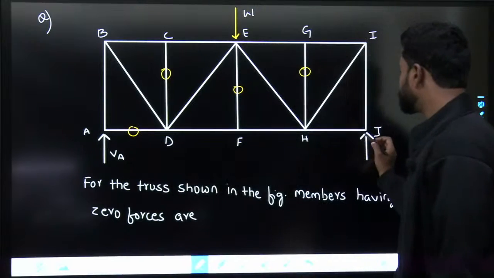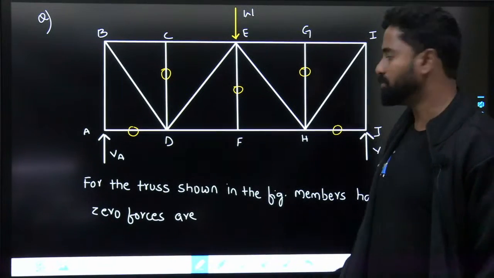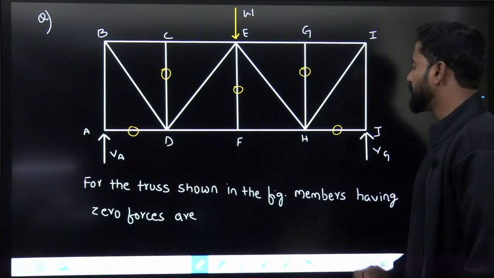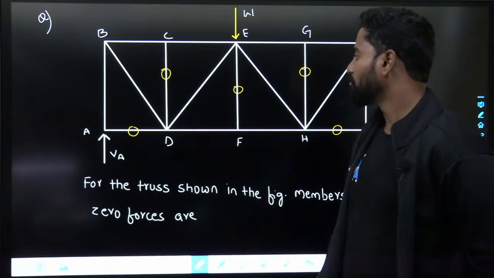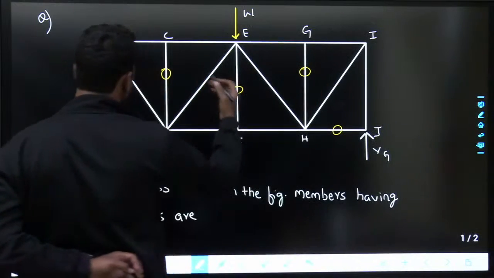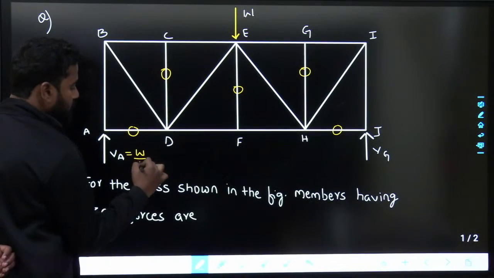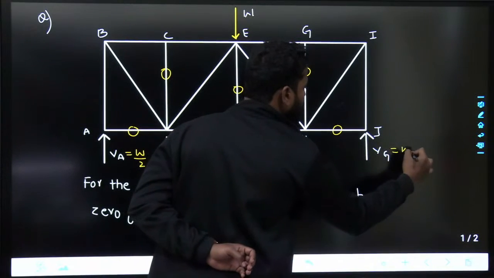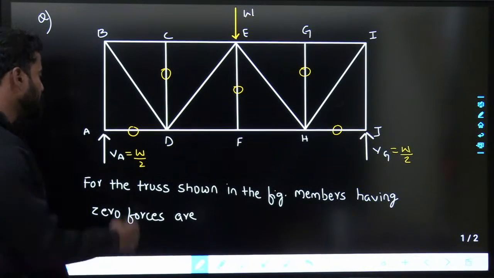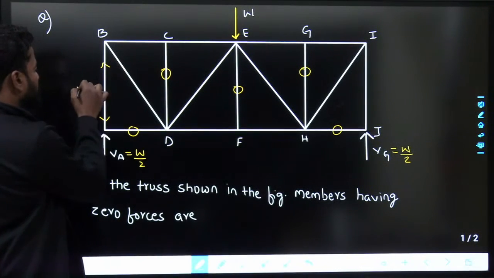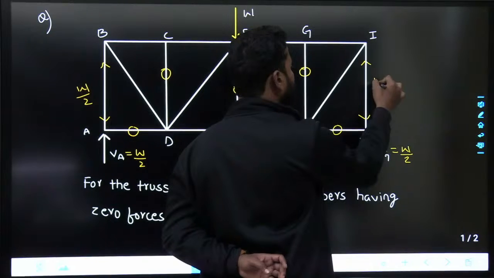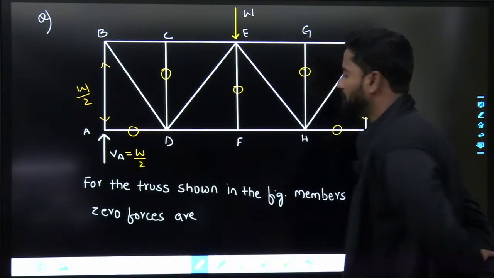Similarly, if you see at HJ, force in HJ is also 0 because there is no reaction here. There is no horizontal force here, so force in HJ will also be 0. Simple. In all the other members, if this is W, since it is symmetrical, this will also be W, this is W by 2, this will be W by 2. So if this is W by 2, force in this member will be W by 2. Force in this member will be W by 2. At each and every joint, if you find out the equilibrium, it would be W by 2.